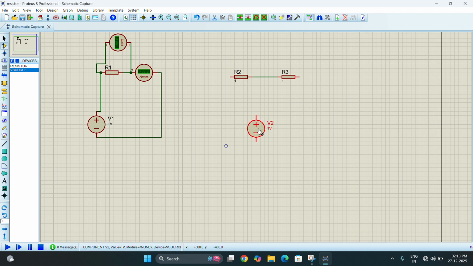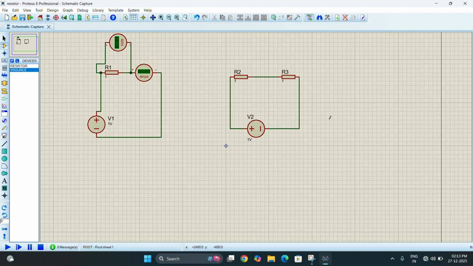So I will connect it. Now let me rotate it up first anti-clockwise. I have rotated it. It is already 1 volt. There is no need of changing it to 1 volt. Then I have connected it here. Then I will connect it here. Okay. This is the connection I have done.